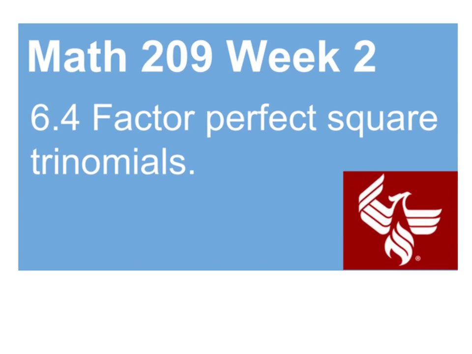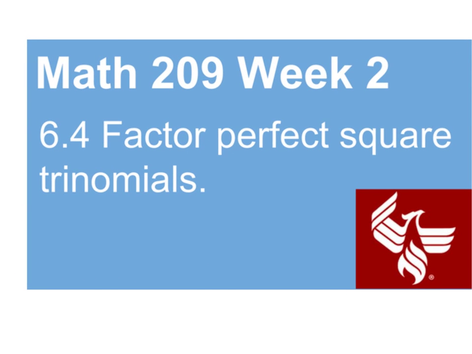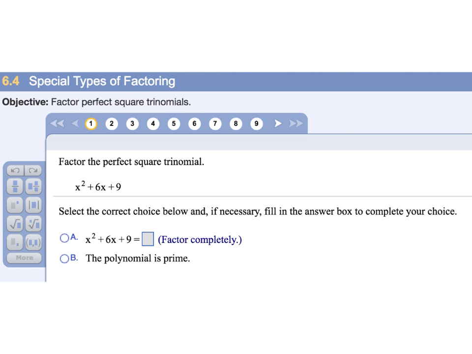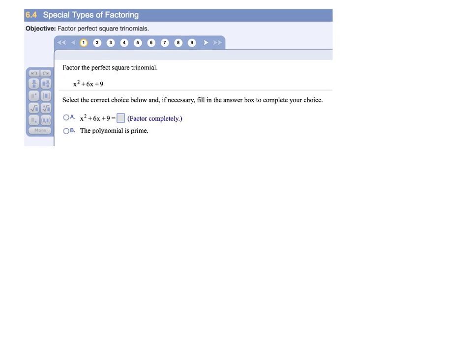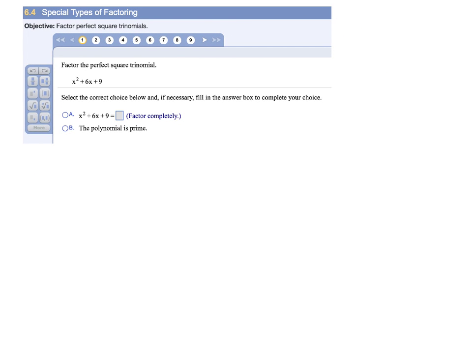All right, this is Math 209, Week 2, Section 6.4. We're still doing some more factoring of trinomials. And this collection of trinomials is actually going to be kind of easy to factor because they're all going to follow a particular pattern. So you've got x squared plus 6x plus 9.